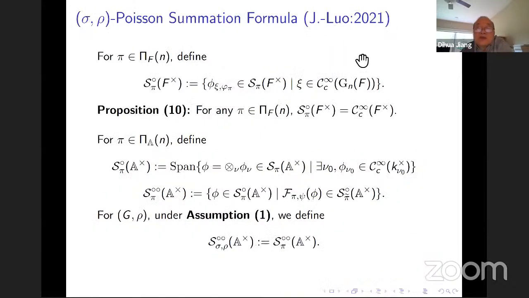Okay, so now let's formulate the Poisson summation formula. We want to do a little bit more. So you take a pi, and you take the special Schwartz function. So this is the Schwartz function, pi Schwartz function, and we take this is local, right?